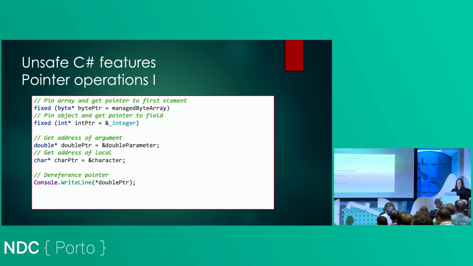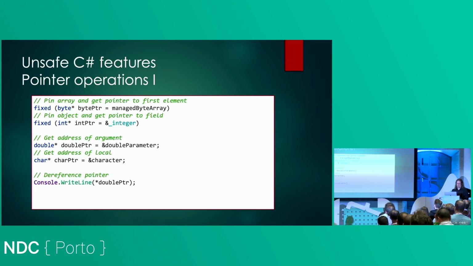Then the second example, I want to get a pointer to a field of an object. In this case, again, I pin it, I say fixed, and I say int pointer equals address of underscore integer. Now I have an address of this field. And fixed, that is also a scope, but if I now copy this address out and keep it and pass where my fixed ends, then I might have one of these dangling pointers. Going back to that. I can get the address, for example, of an argument or local. They're kind of similar anyway.